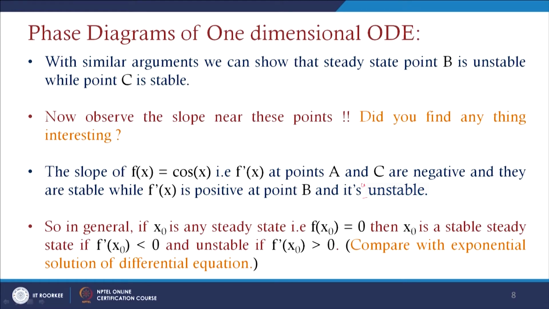So, in general, if x 0 is any steady state, that is f of x 0 equals 0, then x 0 is a stable steady state if f dash x 0 is less than 0, and unstable if f dash x 0 is greater than 0. We can compare these solutions with the exponential solution of differential equations. For any differential equation, the solutions are represented in the form x equals e to the power lambda t.